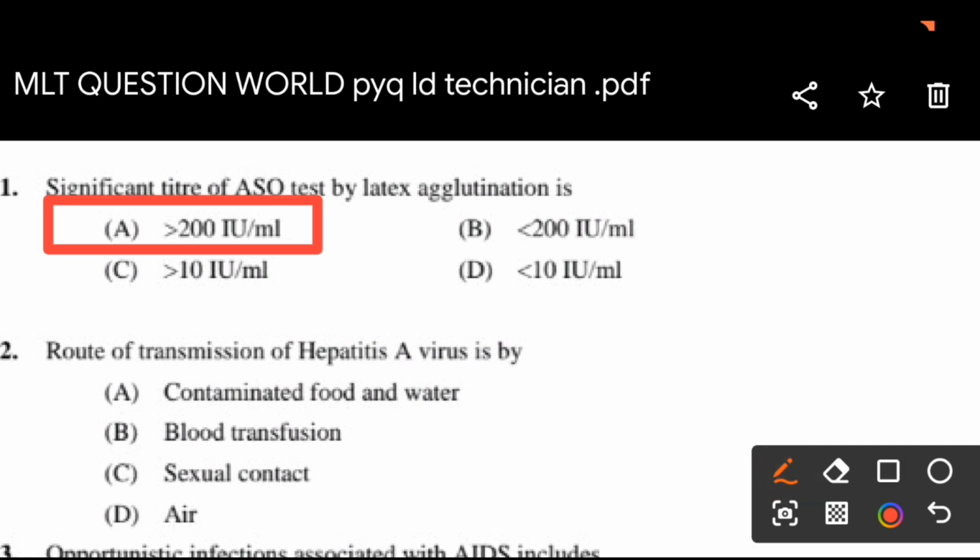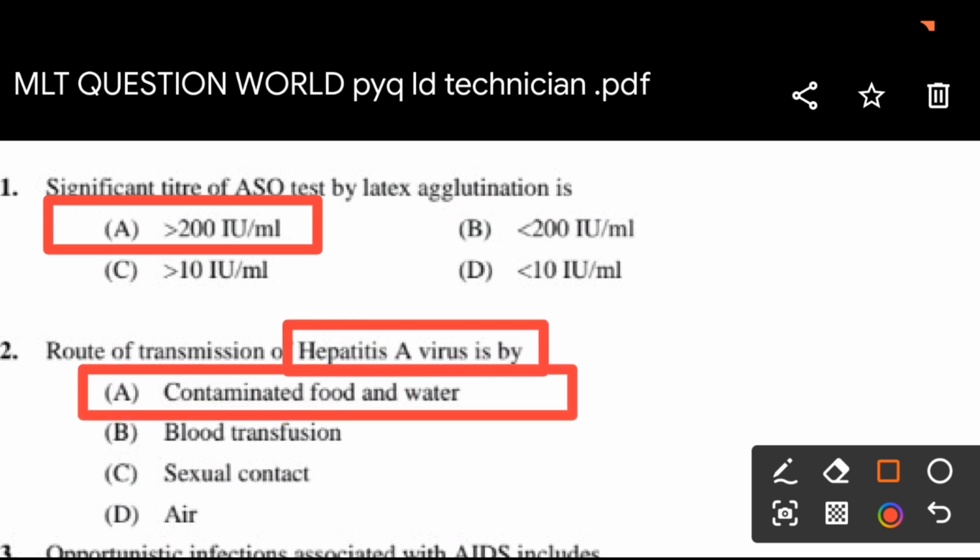Next one. Route of transmission of hepatitis A virus is by contaminated food and water, blood transfusion, sexual contact, air. Hepatitis A virus is transmitted by contaminated food and water.